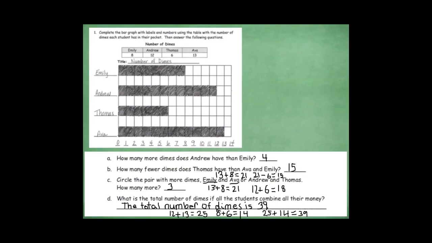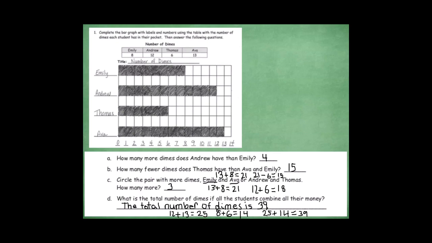Wow, we did a really good job. Let's look at A. How many more dimes does Andrew have than Emily? Well, I noticed in our graph that Andrew had 12 dimes and Emily, she only had 8. So when I counted on from Emily to where Andrew had his 12, I could see there was a difference of 4 dimes.